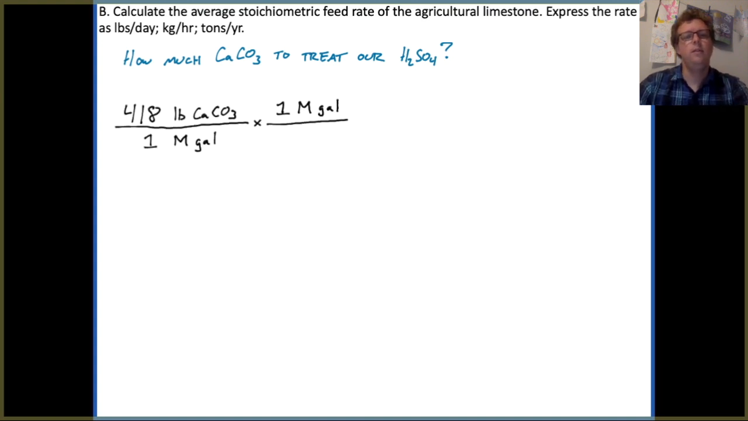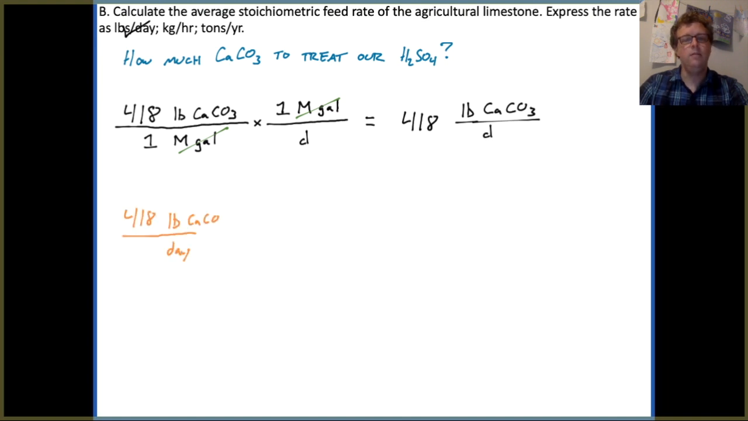So starting where we left off, 418 pounds per million gallons, and recognizing that we've got a flow of 1 million gallons per day in this problem, we find that we need 418 pounds of calcium carbonate per day. So that's how much limestone is going to have to be added to this reactor on a daily basis. From there, the remainder of these problems are unit conversion.